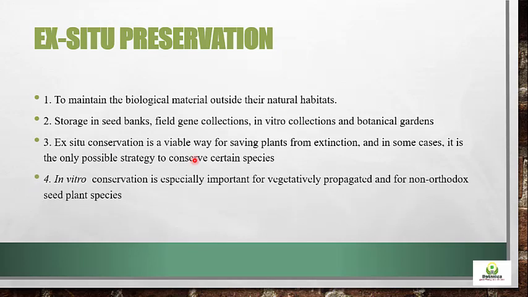And we preserve those species. In vitro preservation or conservation is especially important for vegetatively propagated and for non-orthodox seed plant species. So laboratory preservation methods are very necessary for those species which grow vegetatively. Species which have seeds, those seeds can be preserved, but species which have vegetative propagation don't have seeds. So conservation methods are especially important for species which have non-orthodox seeds.